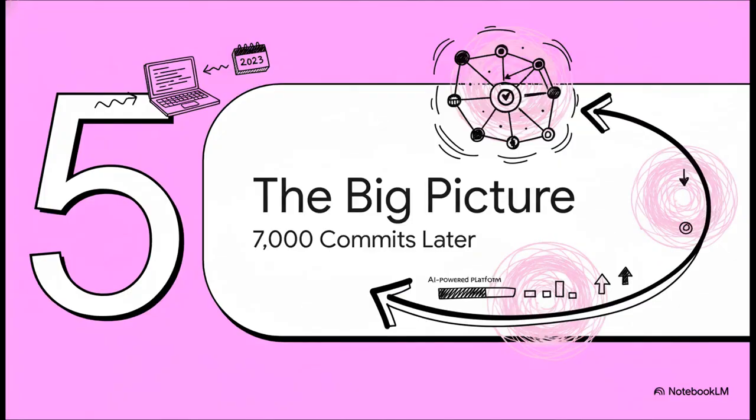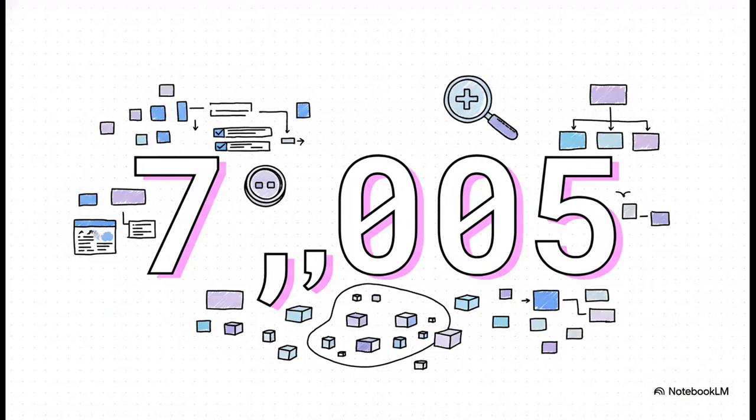All right, let's zoom out one last time and just look at the big picture. The sum of all this effort, from that very first line of code back in 2023 all the way to the AI-powered platform of 2025. This is the final number, 7,005. That's 7,005 individual code commits.